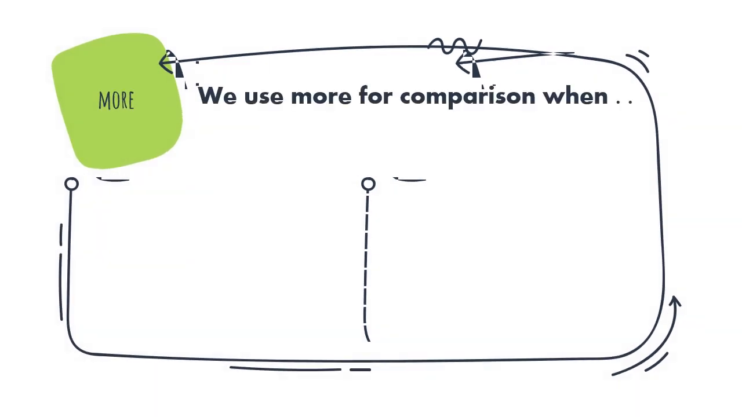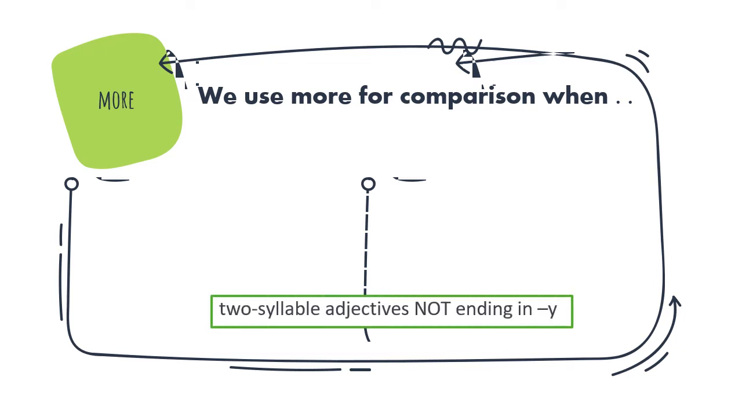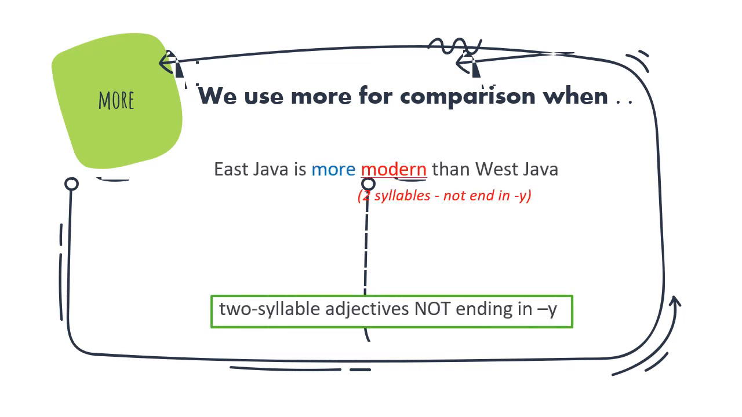The second rule for more to express comparison is when two-syllable adjectives not ending in y come into play. Let's see the following examples for more details. In the first sentence, we have: East Java is more modern than West Java. We have modern as an adjective, and it consists of two syllables, mo and dern. And then as we can see, the final letter is n and not y. Therefore, for the proper comparison we use more instead of -er.